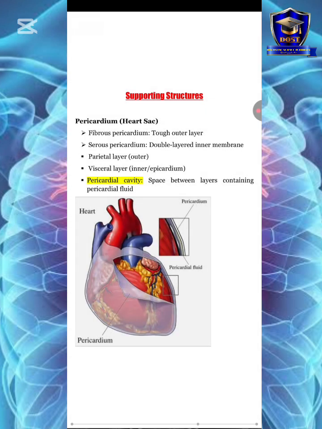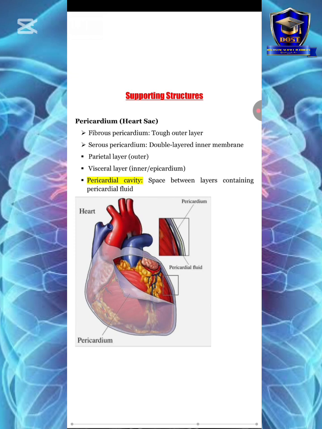Now, here we're going to be talking about the supporting structures of the heart. First of all, the heart is enveloped by a sac called the pericardium. If you don't know that, take note of it now. The pericardium has two major layers: the fibrous pericardium and then the serous pericardium, which is inside. The fibrous is outside, the serous is inside.